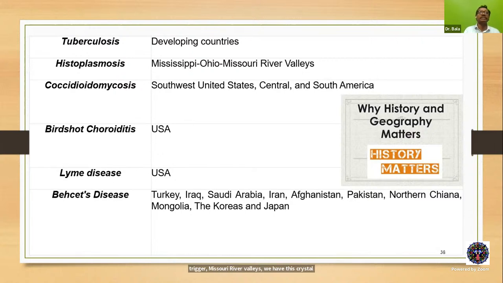This coccidiosis is again common in the Americas, North America as well as South America. As I said, histoplasmosis is common in the US, very rarely in the southern part of India. We said the basics about the silk route.